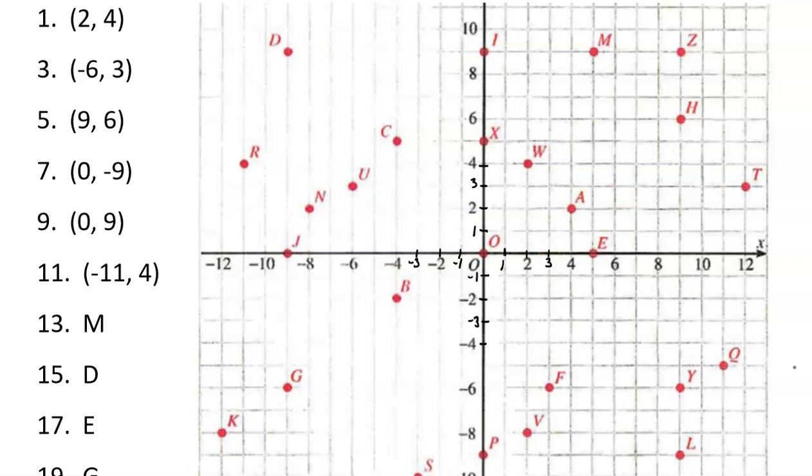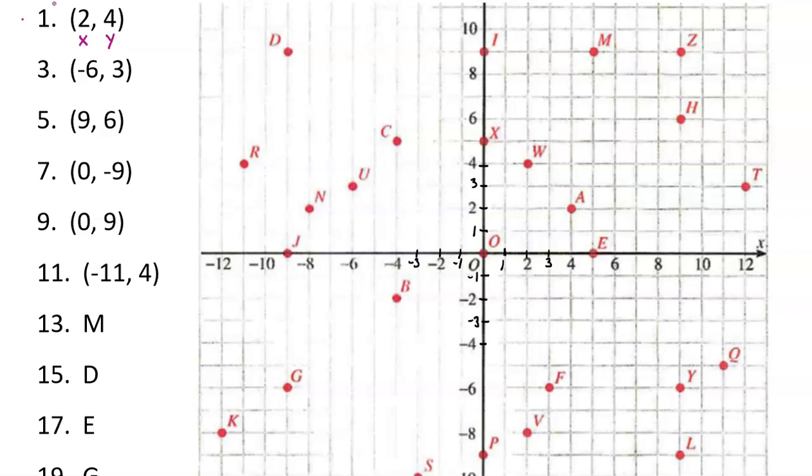Now, question 1 is the ordered pair 2, 4. One of those red dots in the book is located at that spot 2, 4. The first number in the ordered pair is the value of x. That's where you go on the x-axis. The second number in the parentheses is the value of y. That's where you go on the y-axis. And what you're looking for is a point on the grid that has that x-coordinate and that y-coordinate.